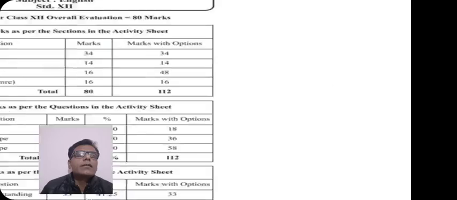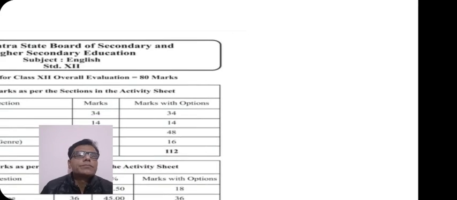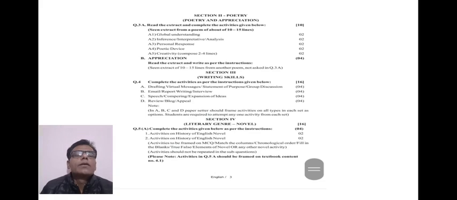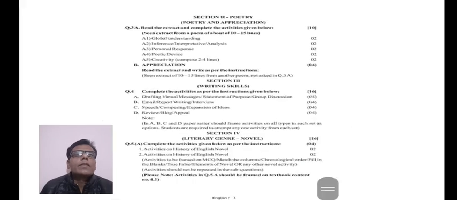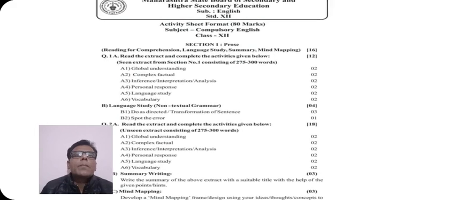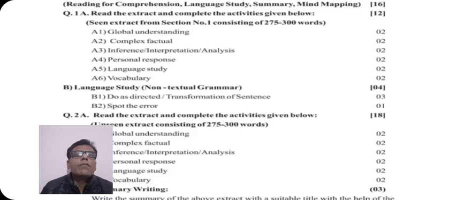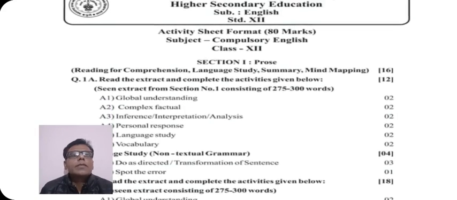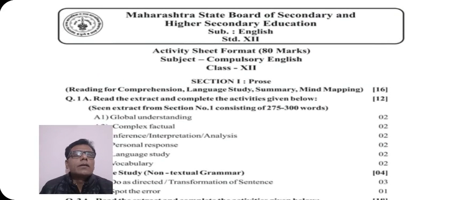So we'll see detail in next point. We'll see one by one. Here we'll see one by one question wise. So as you can see here, this is the format of activity sheet of 80 marks.